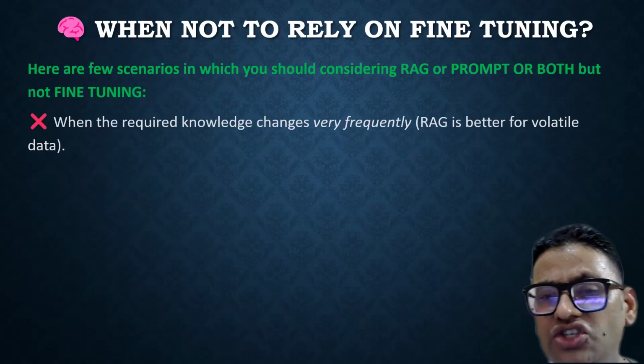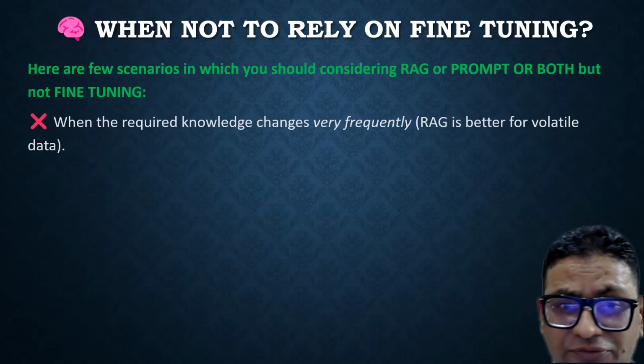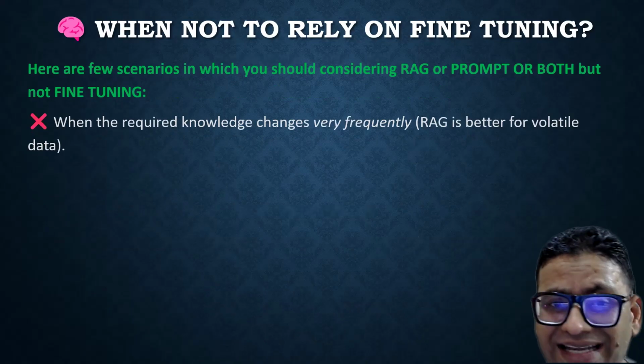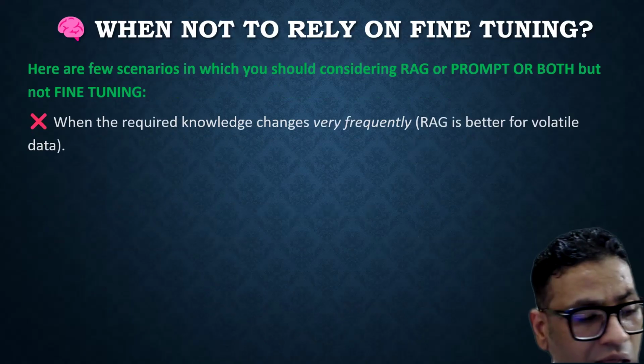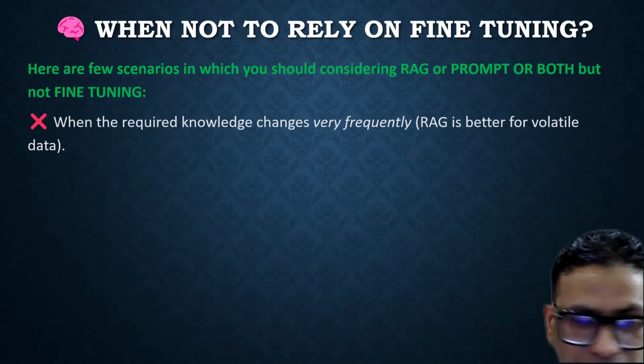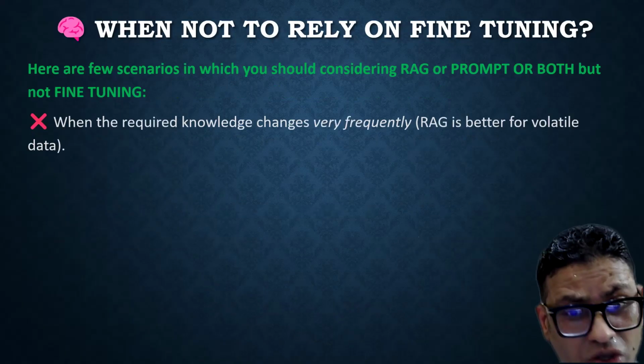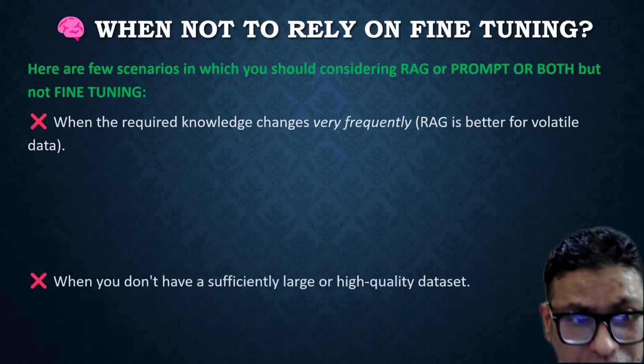When the required knowledge changes very frequently. As I mentioned, if your knowledge keeps changing, then you have to follow the entire flow: you have to prepare the data, choose the model, and then pre-process the data. So it's very time consuming. If you know your knowledge base is always going to change, then RAG is the best option.